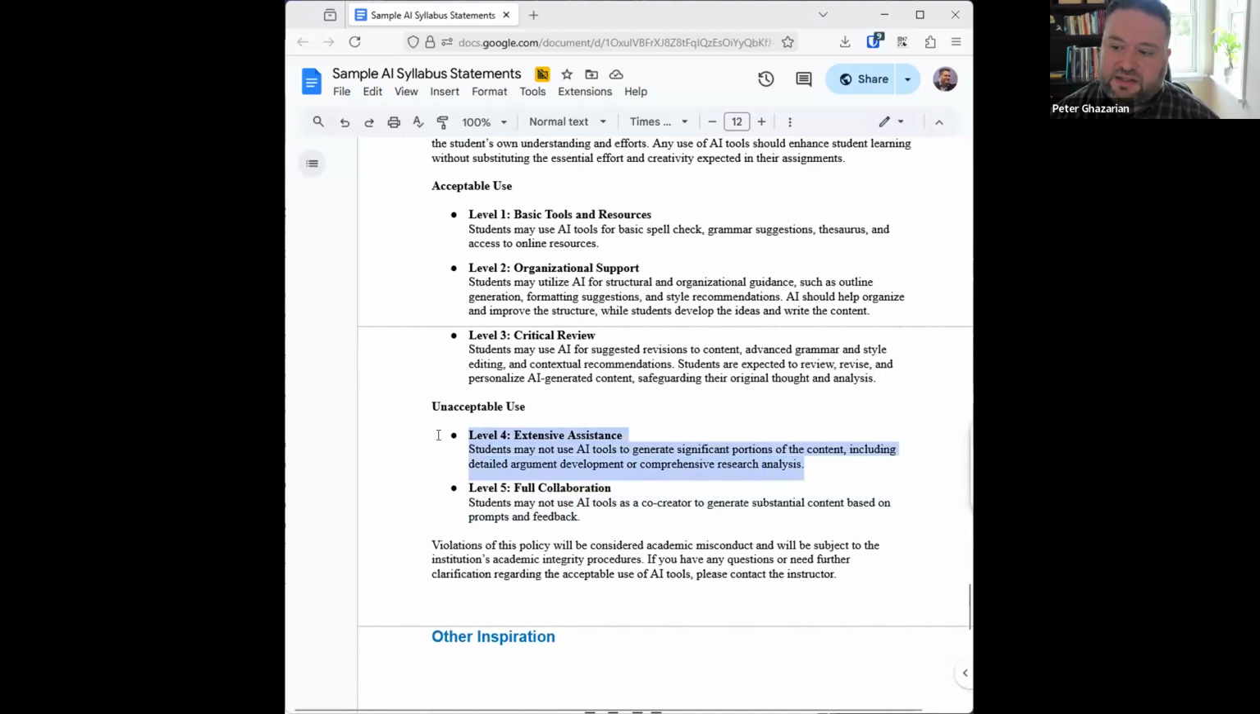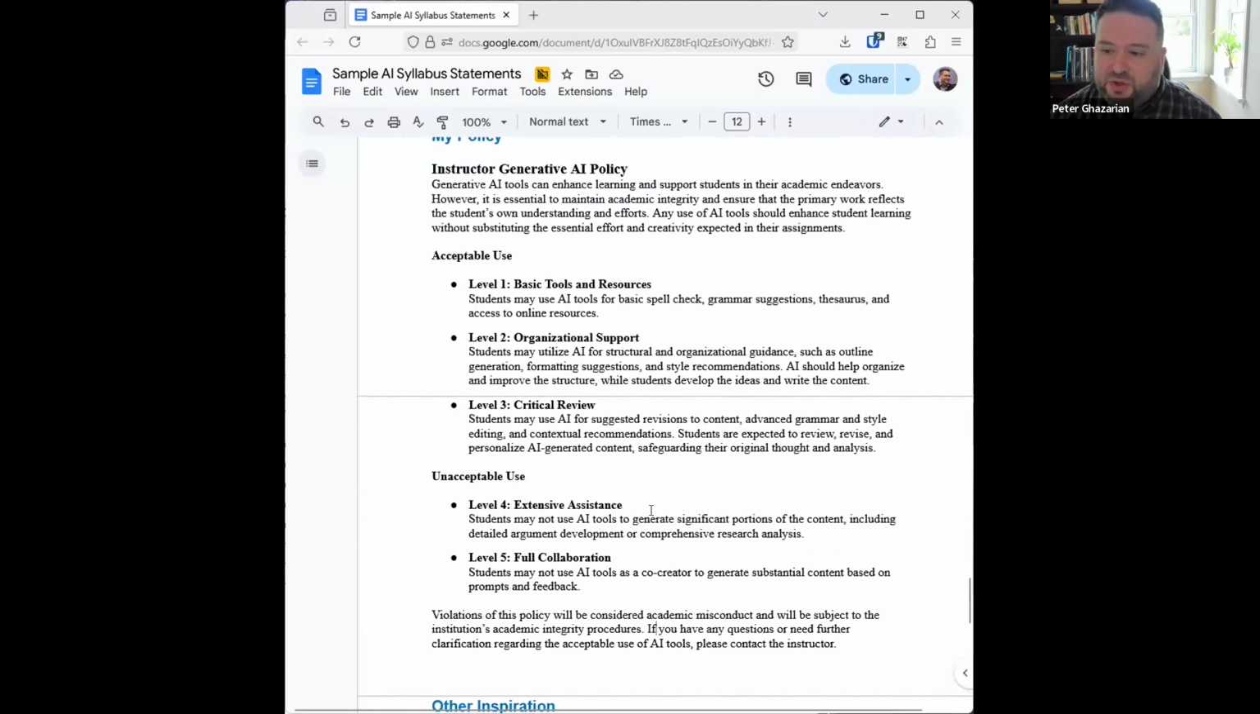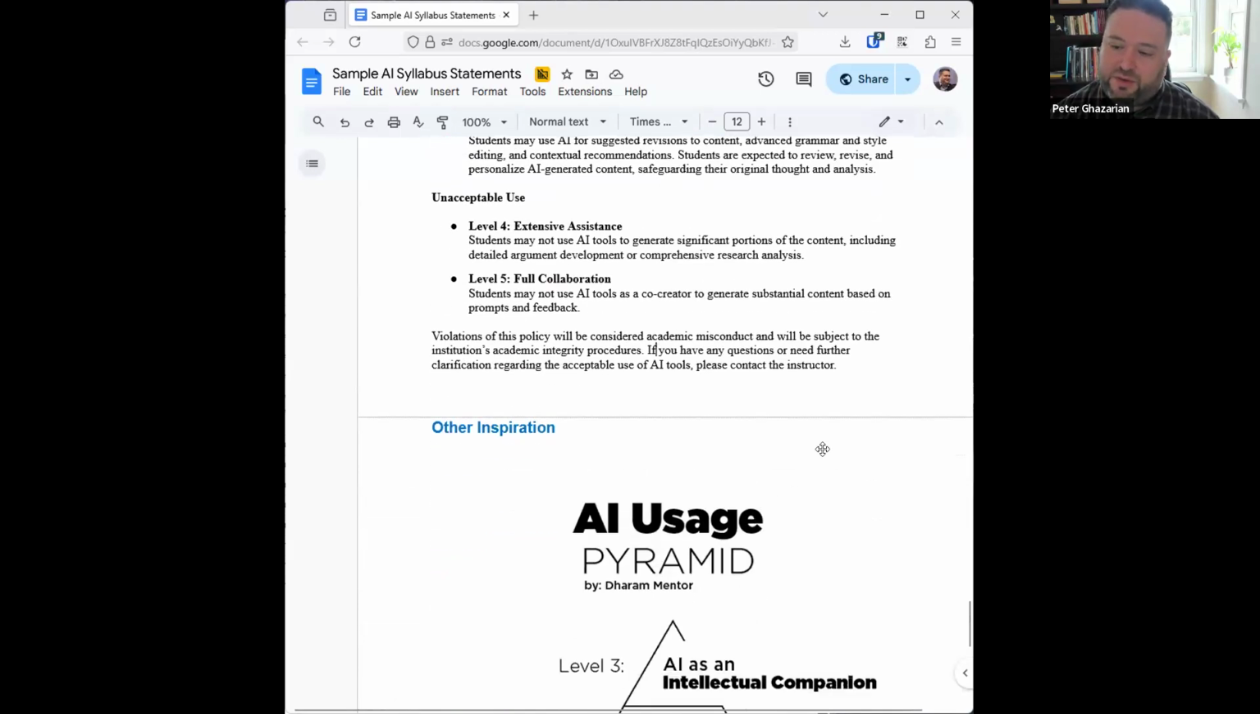And then I also spell out unacceptable levels of use. So extensive assistance is where raw content is being generated by the AI tool, which is not okay for the course. And full collaboration would be where the person who's using the AI tool isn't really generating anything, and the entire product is coming from the AI through prompts that lead revision and those kinds of things. So, yeah, I think it's important to be aware there's some nuance here in the level of use that people may or may not allow, and to acknowledge that for students and make it clear what's okay for you.